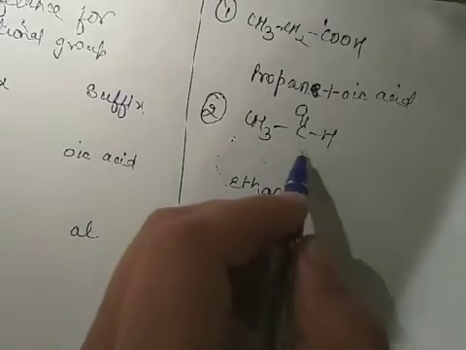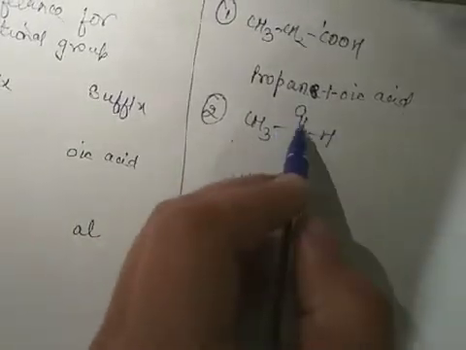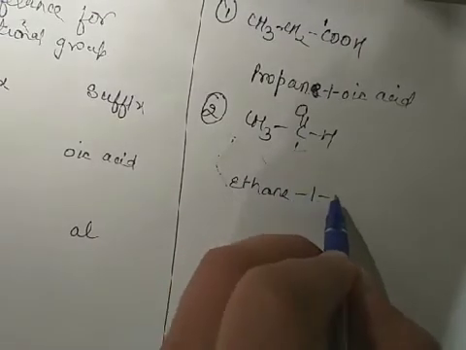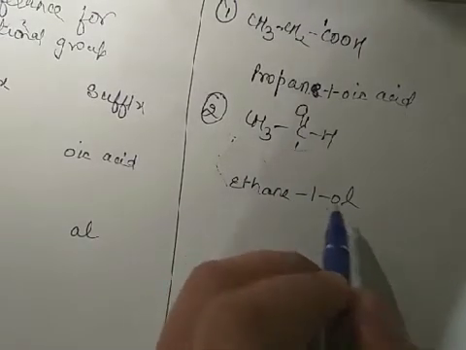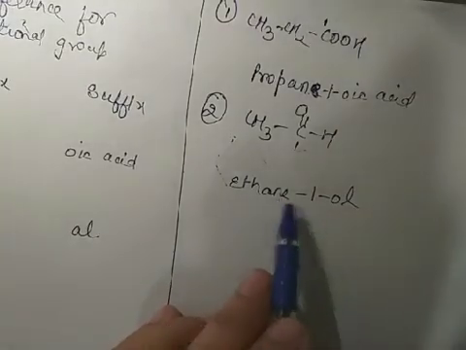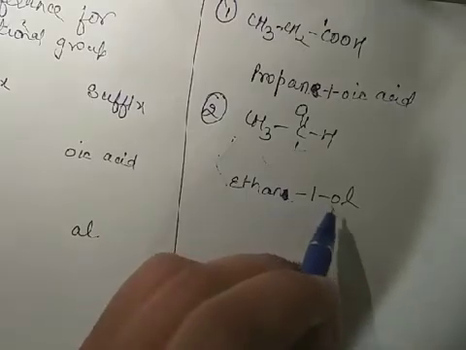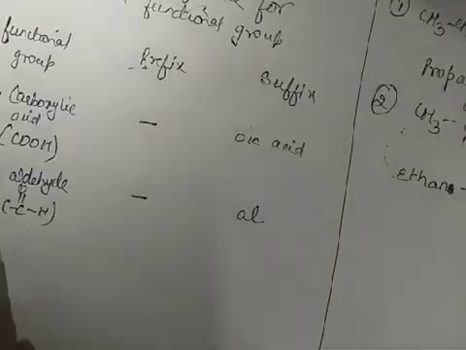On carbon 1, the aldehydic group is there, C double bond OH. This is the aldehydic group. So I will write ethane 1 al. Again, 2 vowels cannot come simultaneously, so I will remove this E and it will become ethan 1 al.